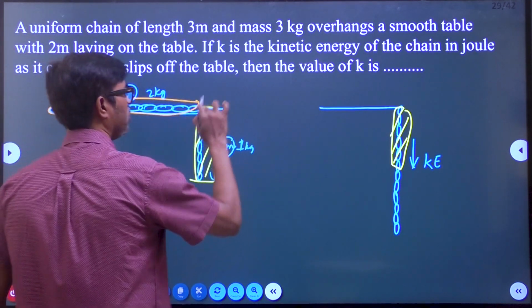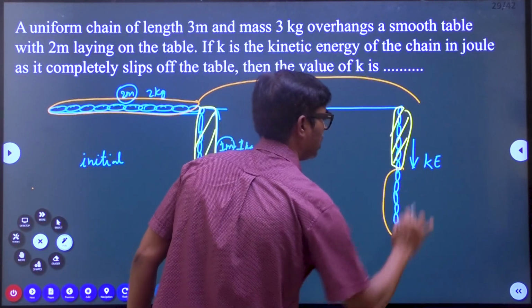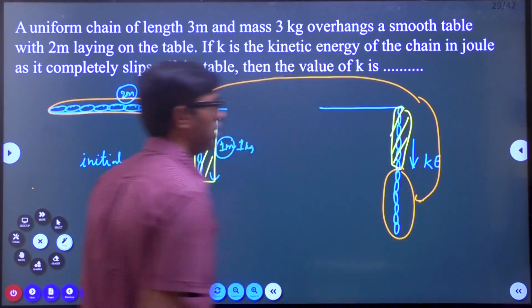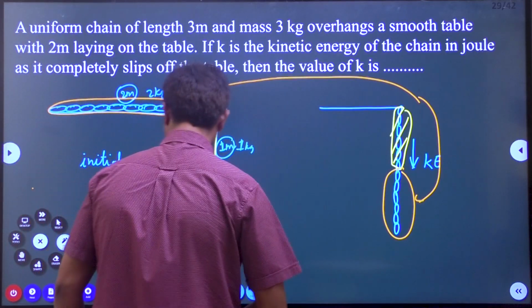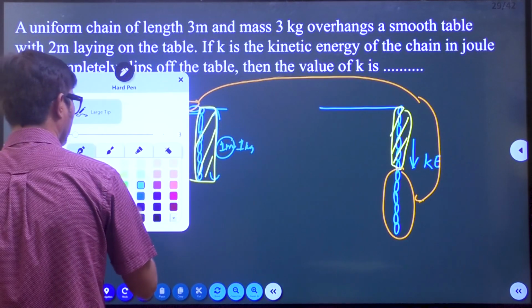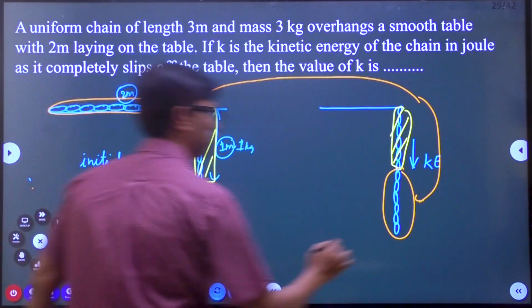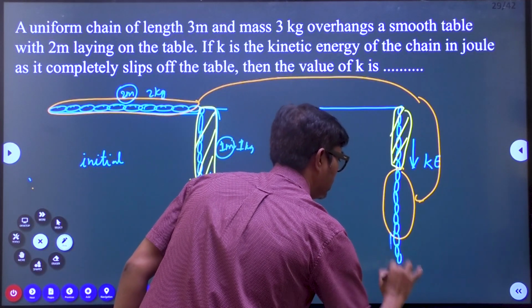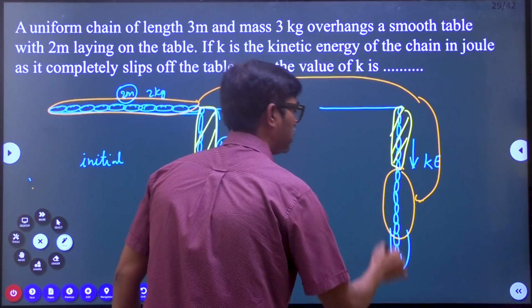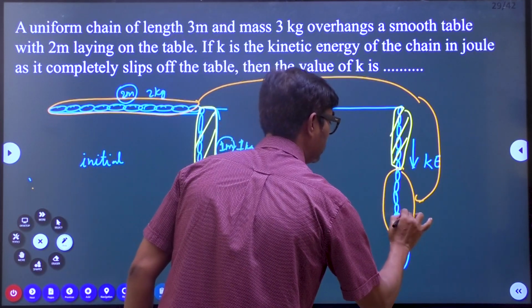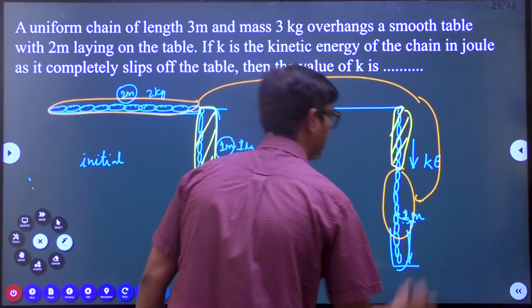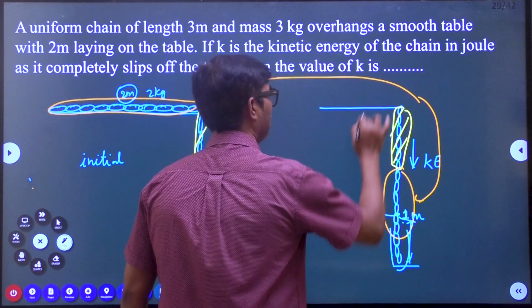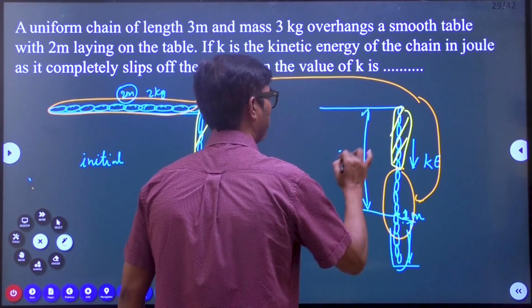This part is slipping to here. It is coming here. So this is 2 meters length, right? Of course, it is not to the size scale there. It is not to scale. So the center of mass of that would be at a distance of 1 meter from the bottom. This is 1 meter, correct? That means from the top it is 2 meters.